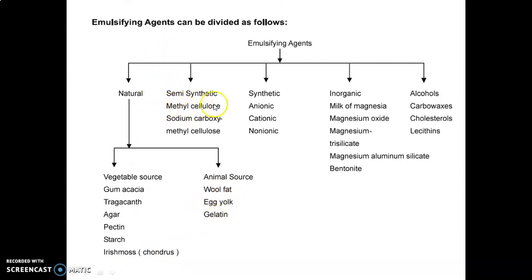Semi-synthetic: methyl cellulose, sodium carboxymethyl cellulose, that is sodium CMC. Synthetic: anionic, cationic, non-ionic, which contain charges. Anionic means containing negative charge, cationic means positive charge, and non-ionic are chargeless. Inorganic: milk of magnesia, magnesium oxide, magnesium trisilicate, magnesium aluminum silicate, and bentonite. And the alcohols, that is carbowaxes, cholesterol, lecithins.